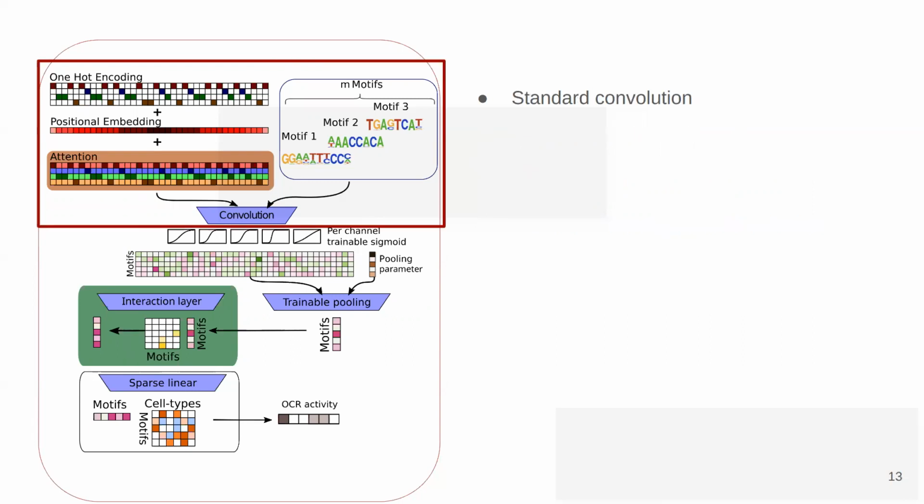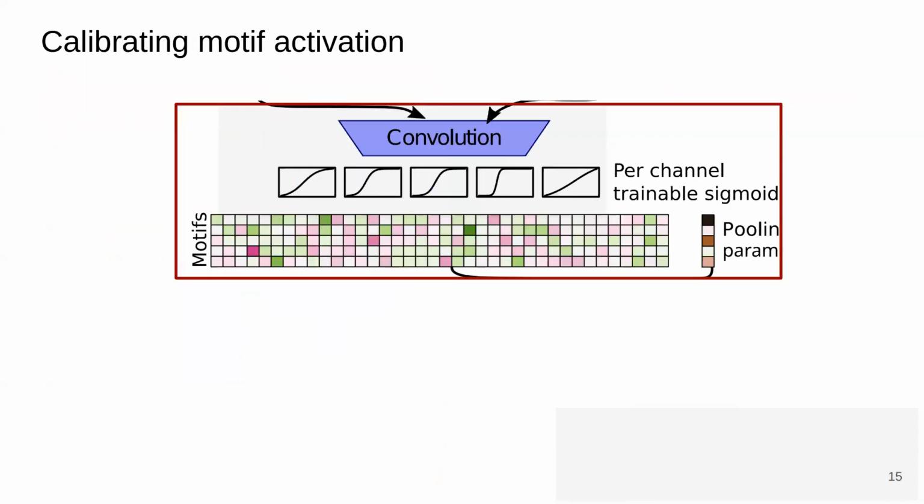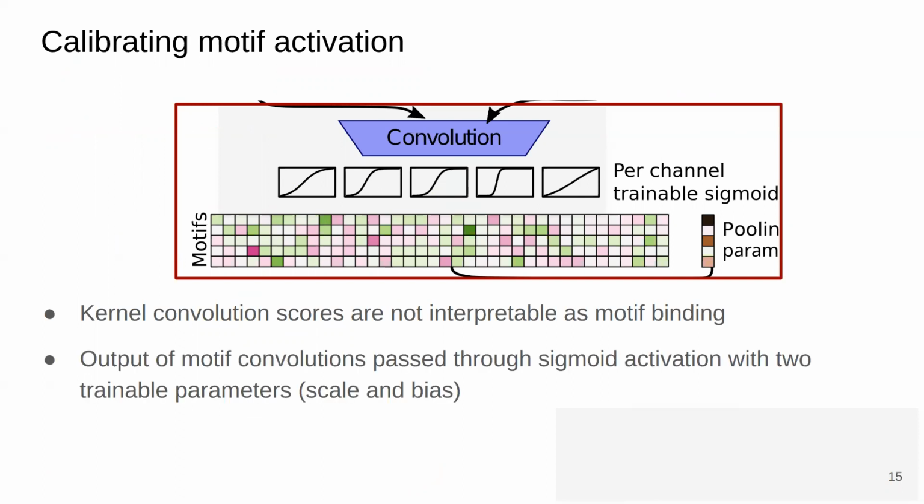These two inputs are passed through a standard convolution. In the second step, we have a per channel trainable sigmoid activation. It introduces nonlinearity, but it's per channel, so the channels are TFs and they're kept that way. The motivation for this is that common convolutions are not actually interpretable as motif binding; they're just scores. So we pass the output of the convolution through a sigmoid activation, which has two trainable parameters, a scale and bias, and now everything is on a 0 to 1 scale.